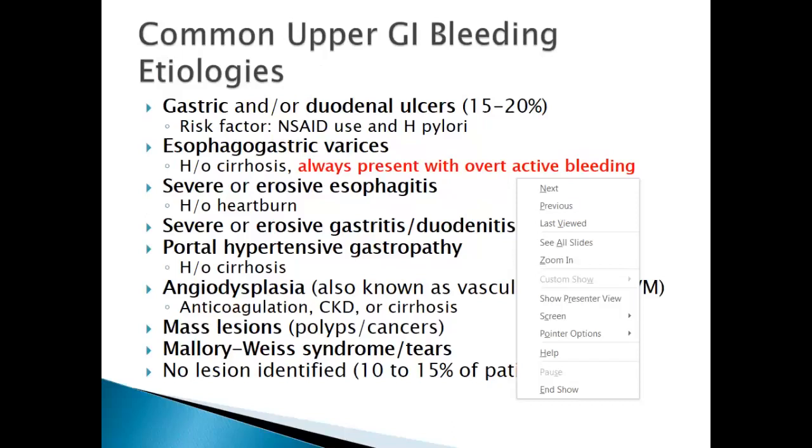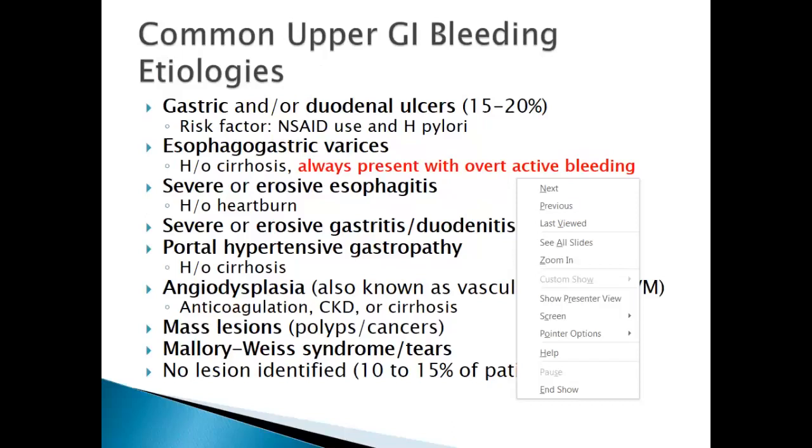You can get severe or erosive gastritis or duodenitis. Also, these patients will have a history of cirrhosis. Angiodysplasia, also known as AVMs. Risk factors for angiodysplasia-related bleeding or AVM-related bleeding include CKD, being on blood thinners, cirrhosis, and then outflow obstruction, basically aortic stenosis. If you have that concurrently with AVMs, that's called Heyde syndrome.